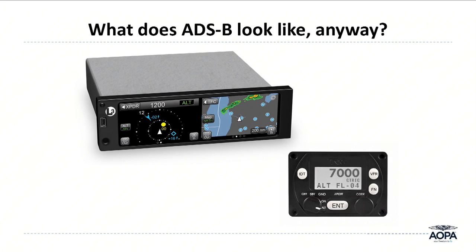We do have a couple other products I just wanted to call out. On the top left here, that's a Lynx NGT9000 from L3. It's a 1090 extended squitter transponder with a touchscreen color display. So if you don't have a multifunction display or one of the Garmin navigators with the big color screens, and you want to have ADS-B In data, traffic, and weather displayed in your panel, it's actually a great solution. It's more expensive than the other transponders, but it gives you a lot of bang for the buck.